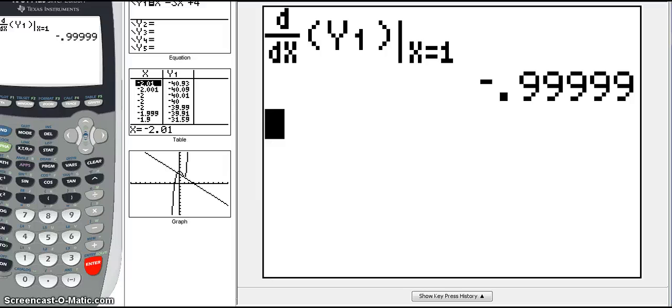Again, this is just more to show you the functionality of the calculator and how it can help you check your answers sometimes. Also, remember that this is imprecise, that this is rounded, or this is not exact, where we know that the actual value is 1.